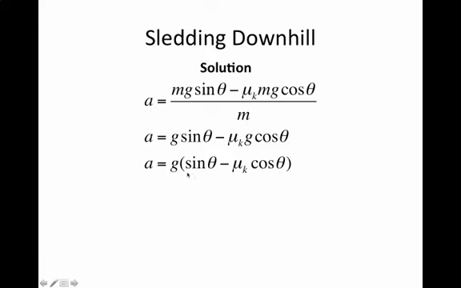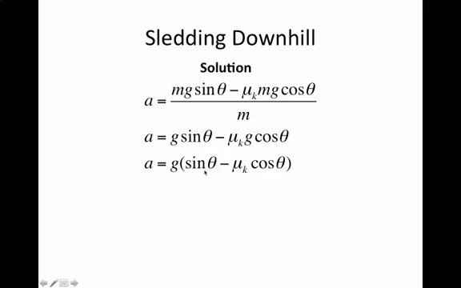Let's see if this makes sense. If g is 0, so there was no gravity at all acting on this girl, then the acceleration of the girl on the sled should be 0. That makes sense, because you'd expect that if she were at a place where there was no gravity, she wouldn't accelerate down the hill. She would either move at constant velocity or just sit there.